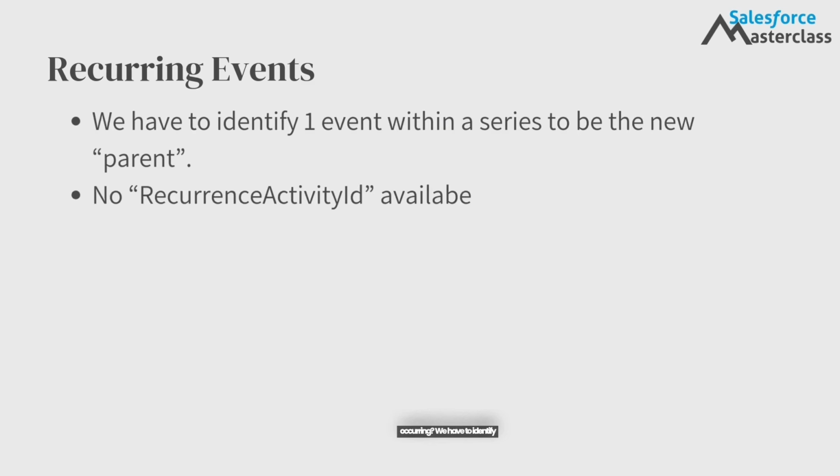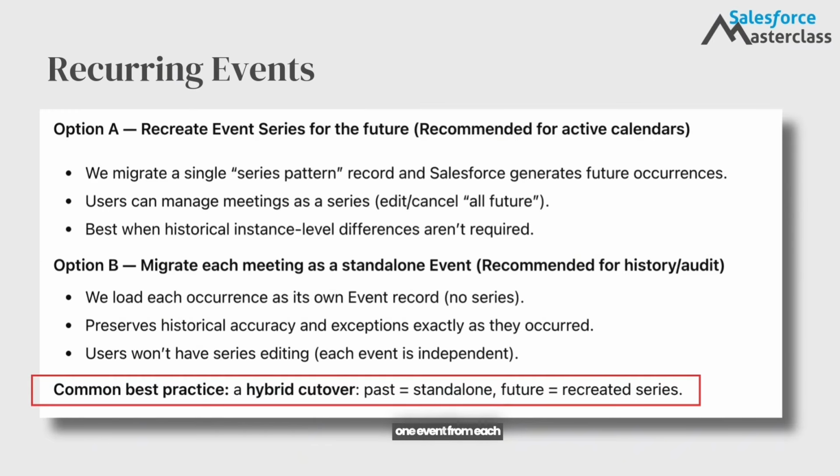We have to identify one event within each event series to behave as a new series parent, because Lightning's event series functionality doesn't include a recurrence activity ID that tells us which record that could be. We'll flag one event from each series in the source data. This will include recurrence logic that Salesforce will see on insert and create new event series.